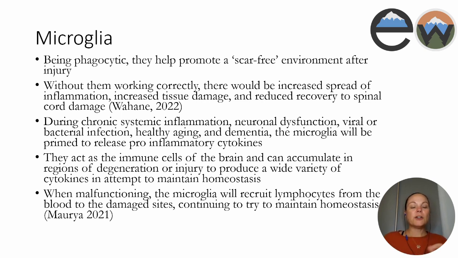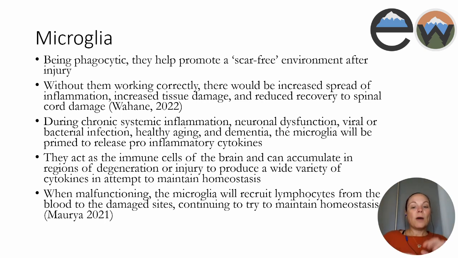During chronic systemic inflammation, neuronal dysfunction, viral or bacterial infection, healthy aging, dementia, the microglia are going to release pro-inflammatory cytokines. So as they start to break down, become irritated, they switch their role from anti to pro-inflammatory. So we have to make sure that we are addressing that. They act as the immune cells of the brain, and they can accumulate in areas of degeneration or injury to produce those cytokines to try to maintain homeostasis. But again, if it is too much, it's pro-inflammatory rather than helpful.